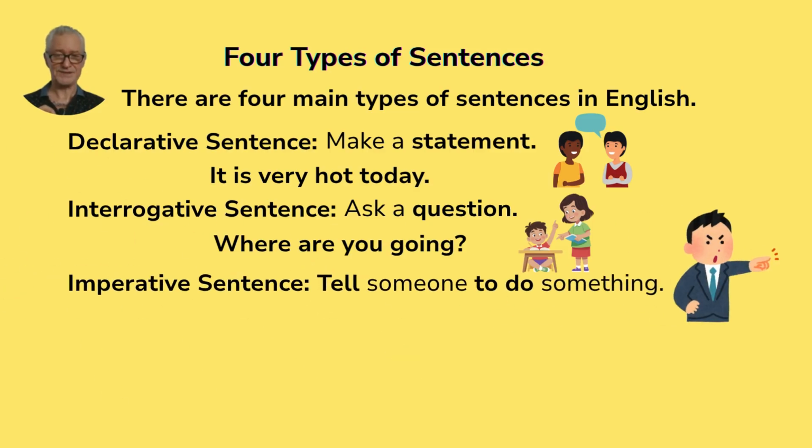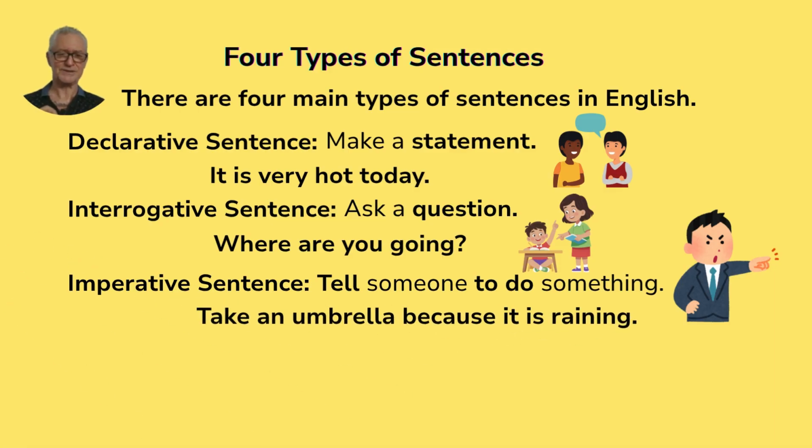Number 3, this is an imperative sentence. This is where you tell someone to do something. It's a command or a request. Take an umbrella because it is raining. Sit here. Eat up. Okay, these are imperative sentences which tell someone to do something. So they're commands, directions, or requests.